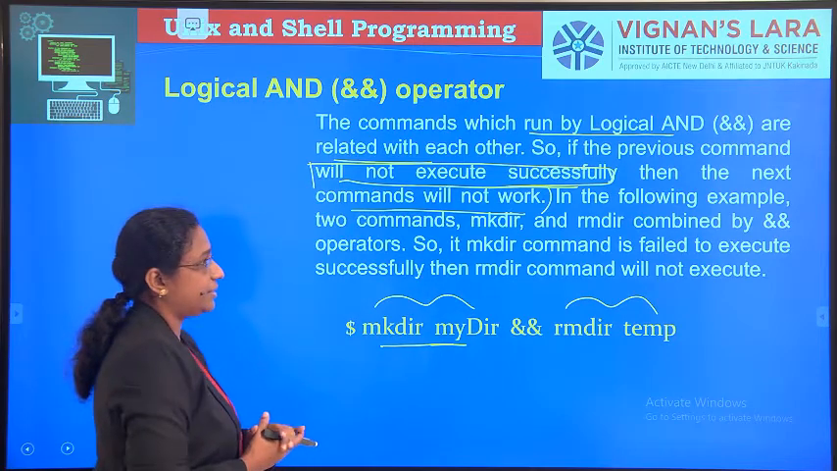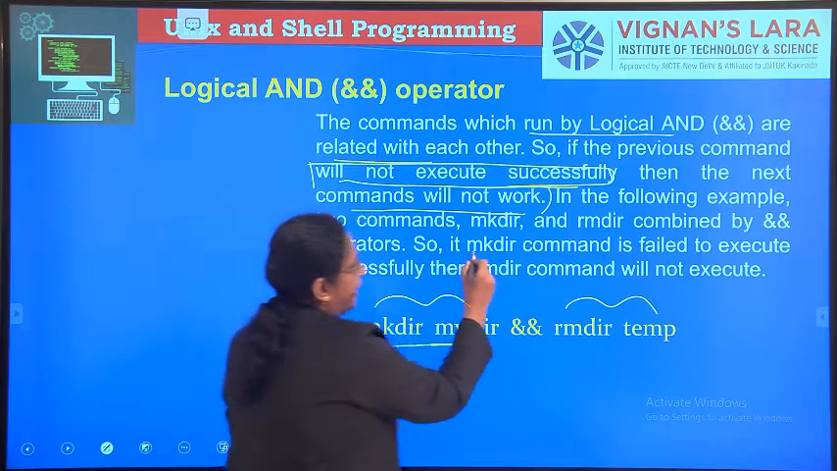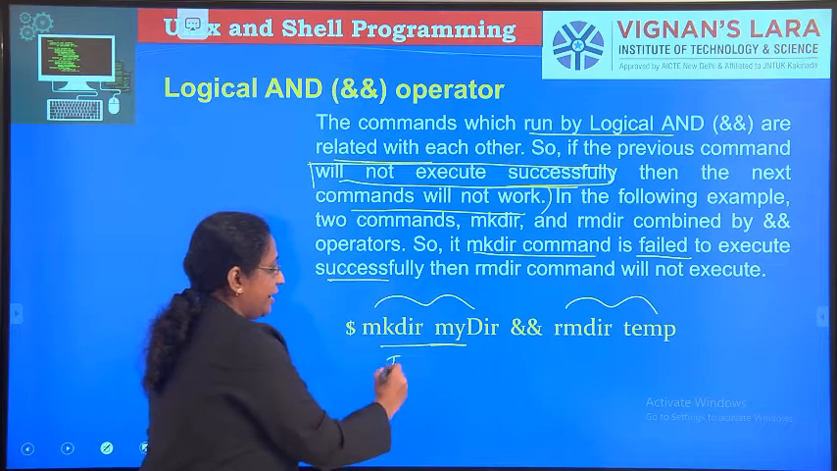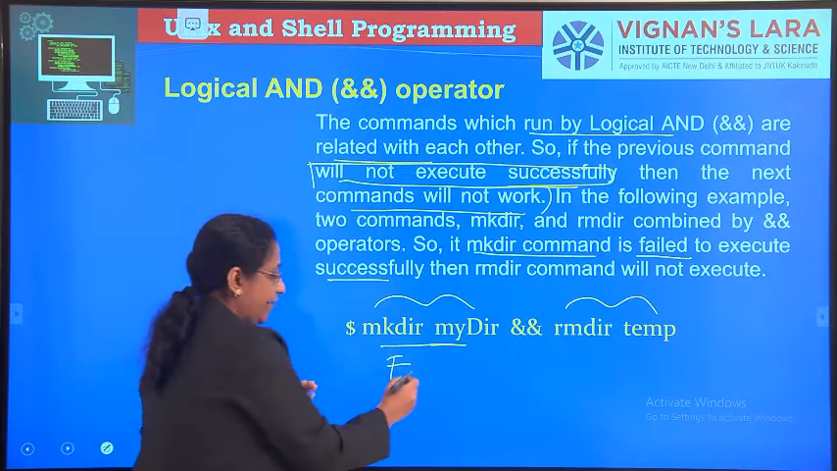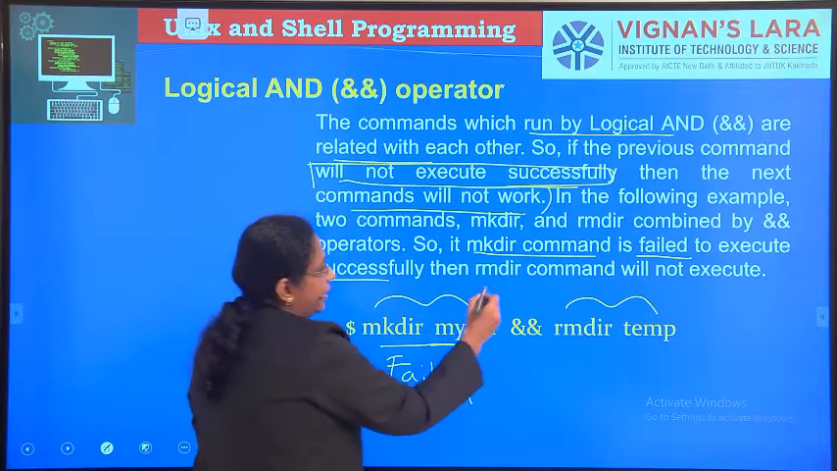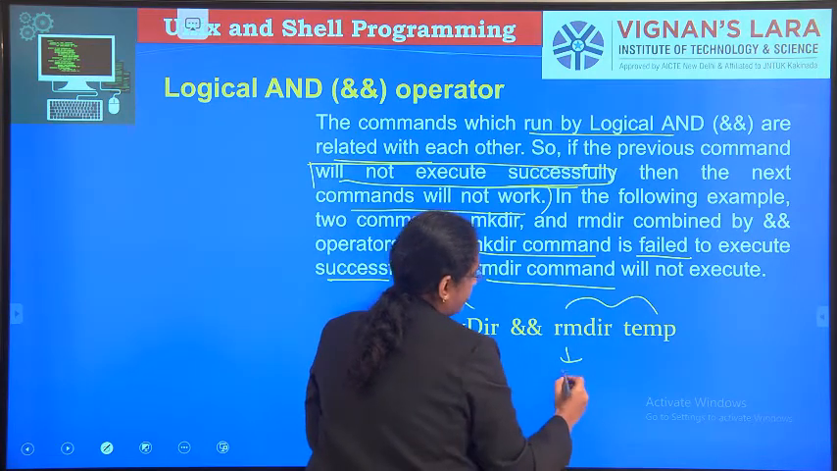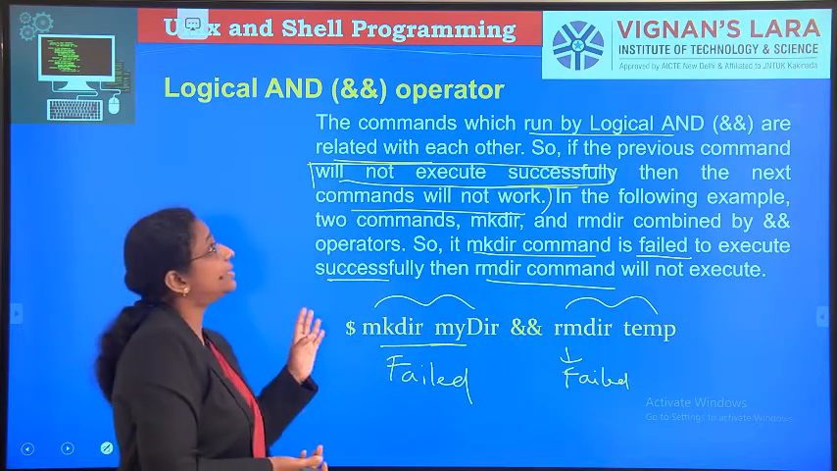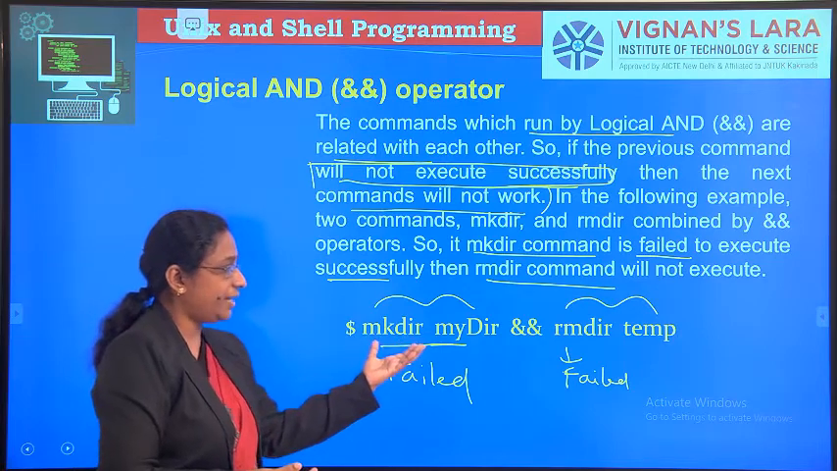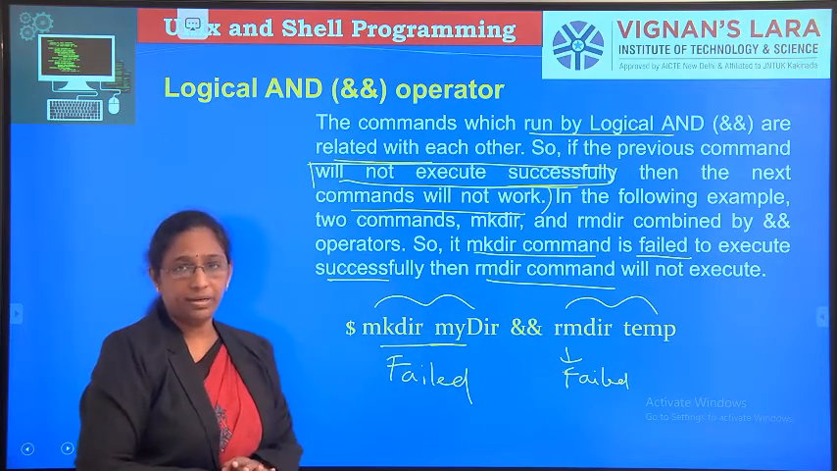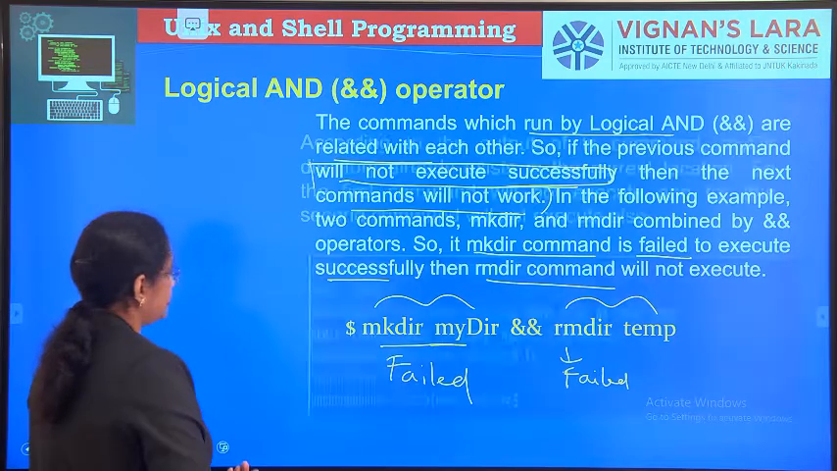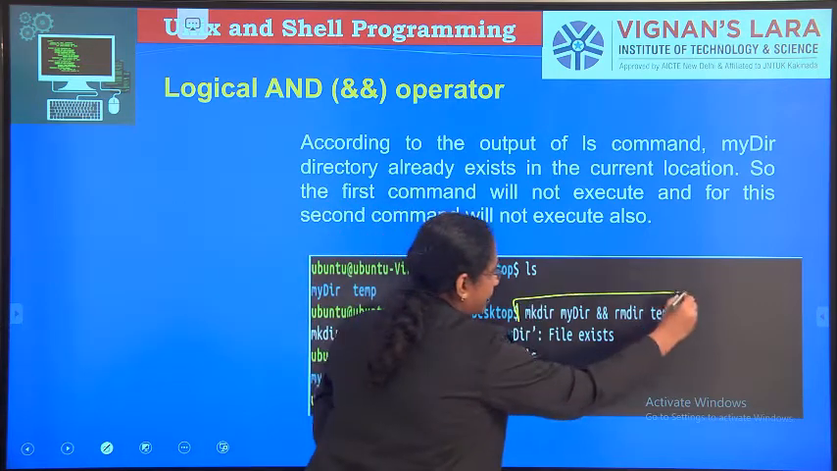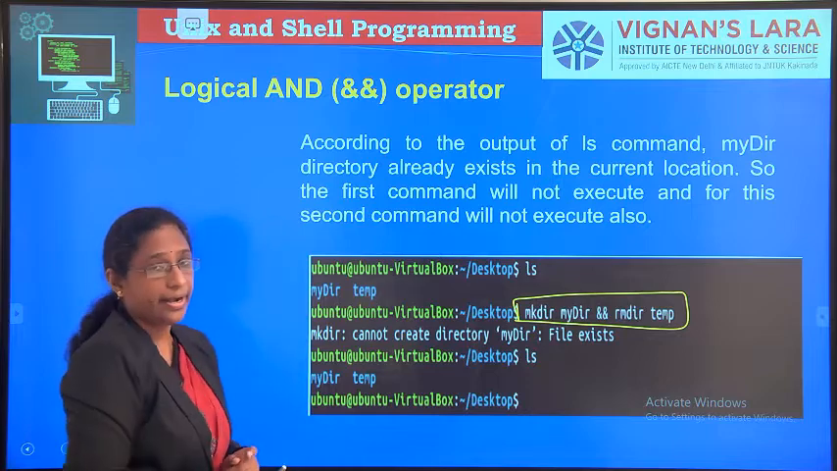In the example, if the mkdir command fails to execute successfully, then rmdir is not executed either. That is the AND operator: if the first command fails, the second command will not be executed. So this is the example where the two commands are separated by the AND operator.